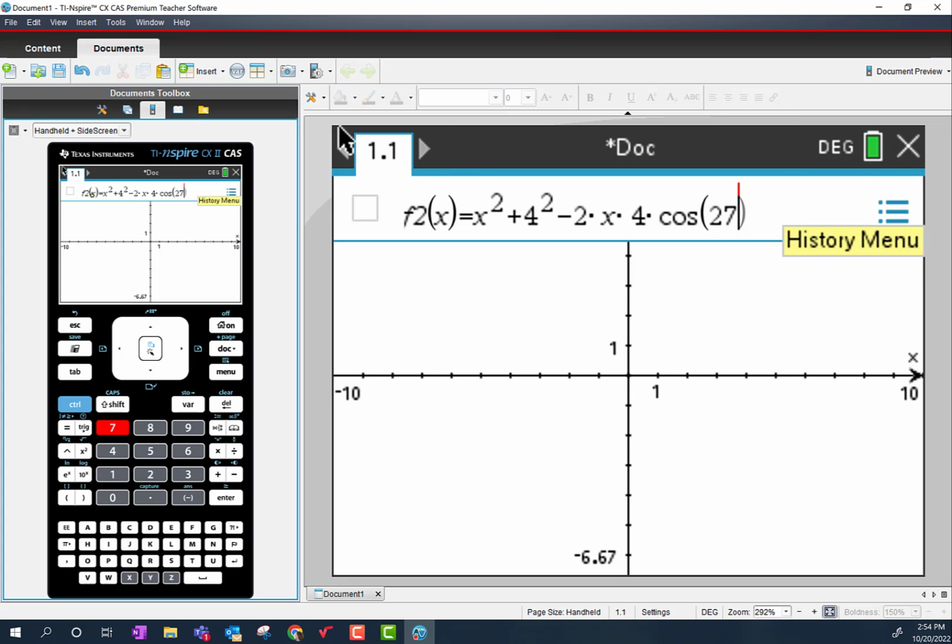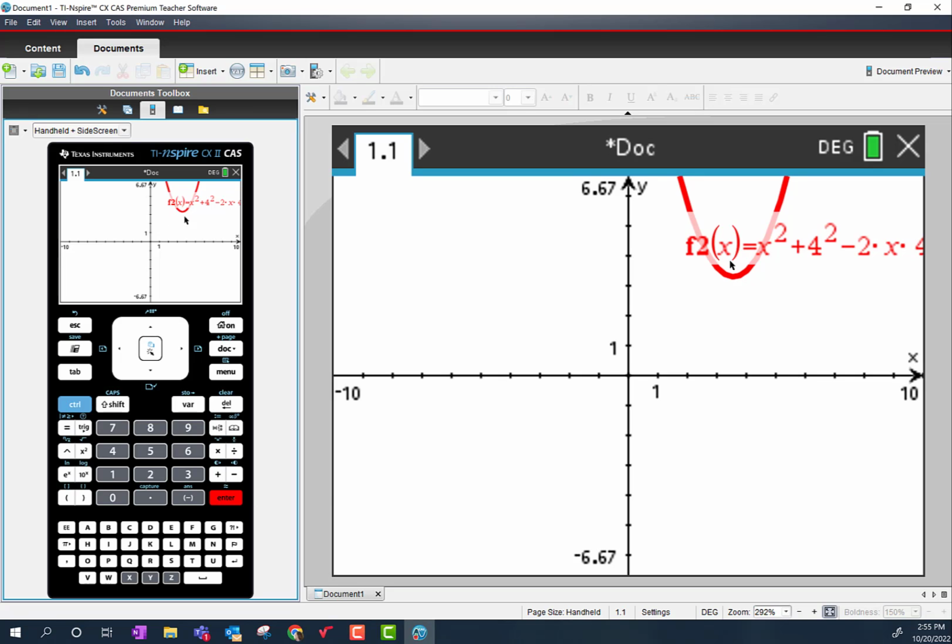And before I hit enter, I want to just make sure everybody's following with me. Because I don't trust the calculator, I'm putting times in between all those things that need to be multiplied together. 2 times x times 4 times cosine 27. Okay, does everybody have that calculator input done? Yes, so now I'm going to hit enter. Now, I see this, that's great.